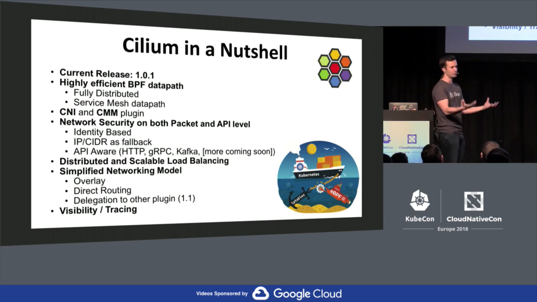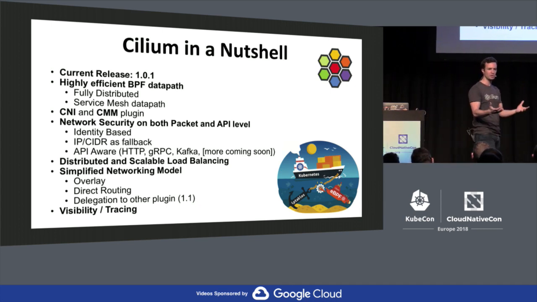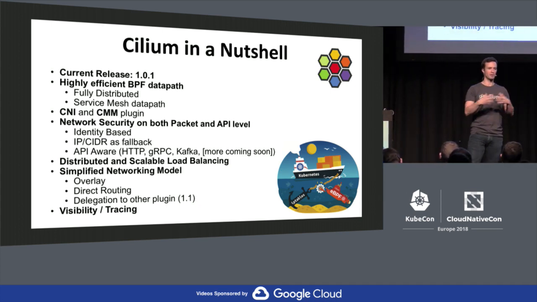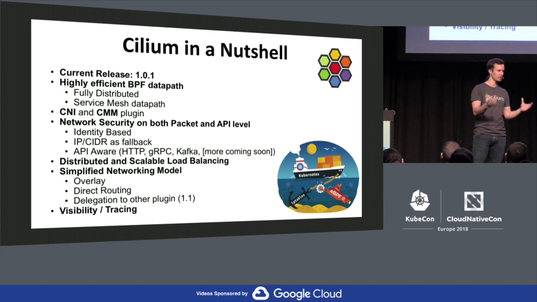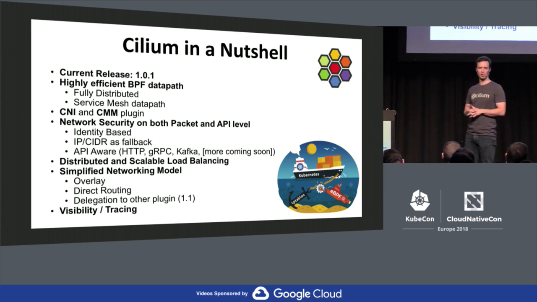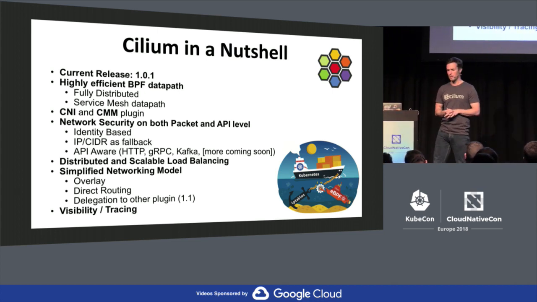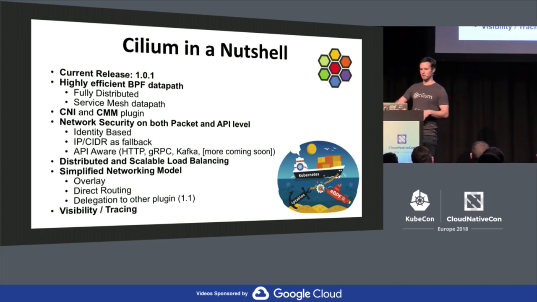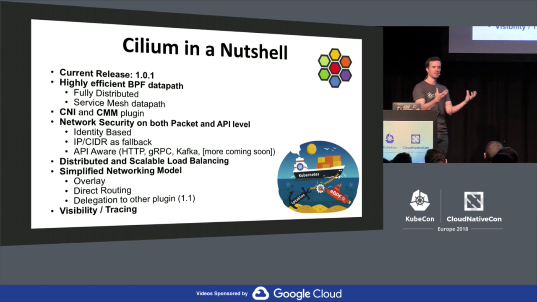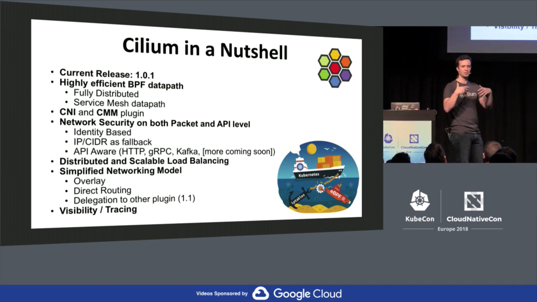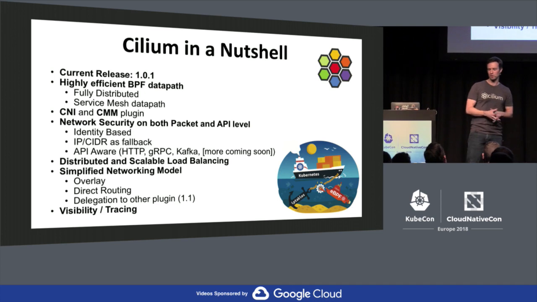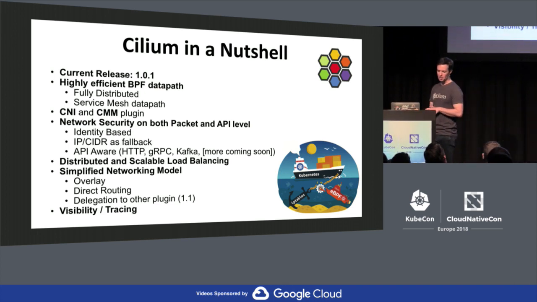Then in one of the next releases we'll have delegation to another networking plugin, which means that maybe you're already running Flannel and you don't want to change this, but you still want to have the benefits of, for example, the service mesh acceleration. You want the scalable load balancing with Cilium. You can run Cilium on top of other networking plugins. And then we have visibility and tracing. This is basically bringing the power of BPF in terms of profiling and tracing. That is definitely the least advanced feature that we have right now, but this will be the focus in forthcoming releases.